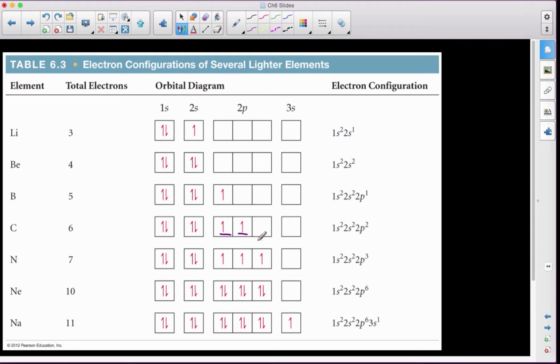Here's where we start to apply Hund's rule, okay? And we've spread them all out before we start to pair them, right? And then when we get to neon, right, they're all going to be full. And then we go on to the next one, which would be our 3s, okay?